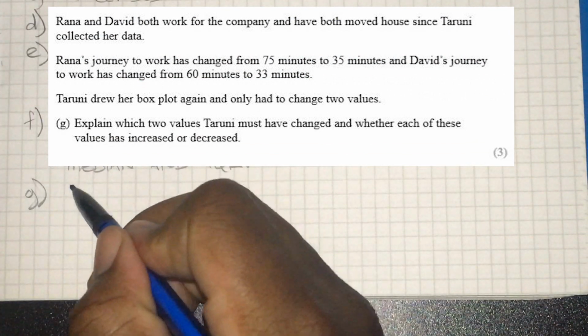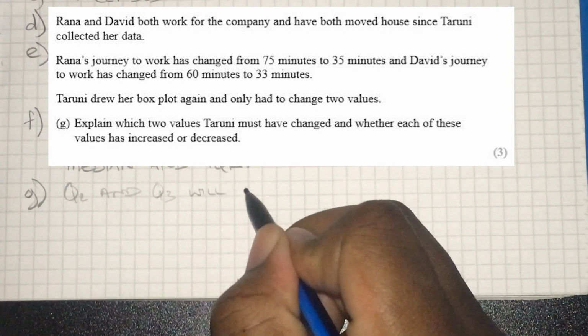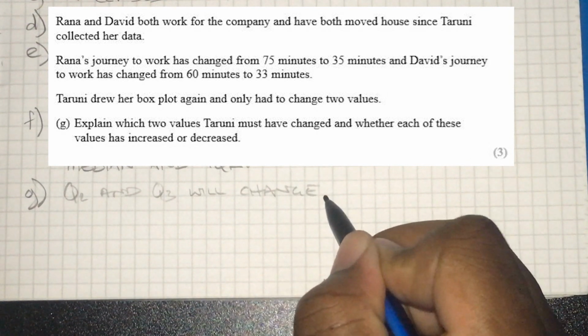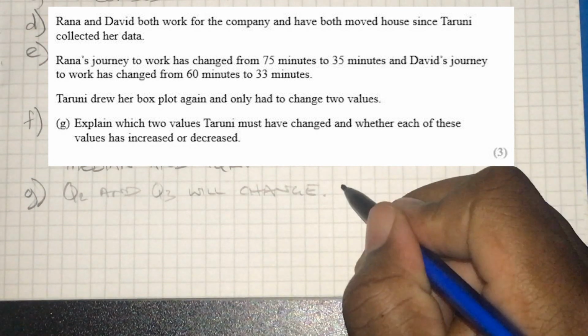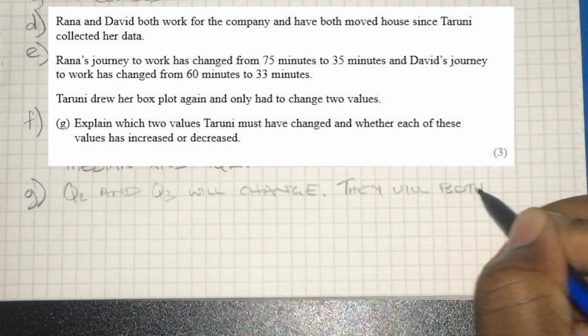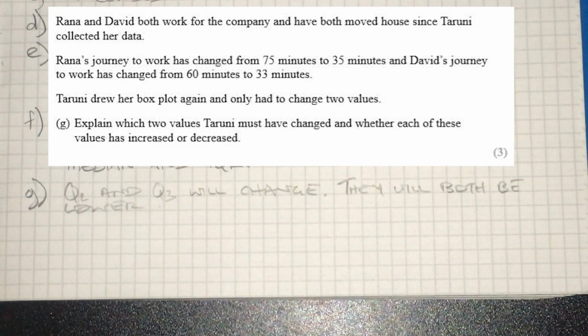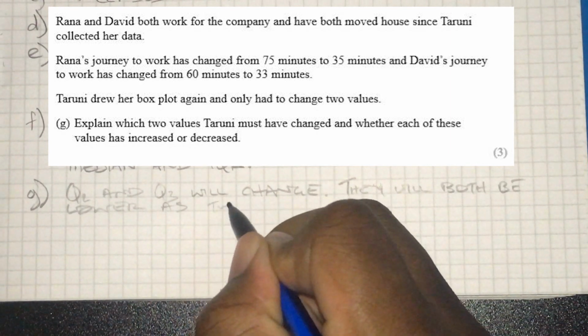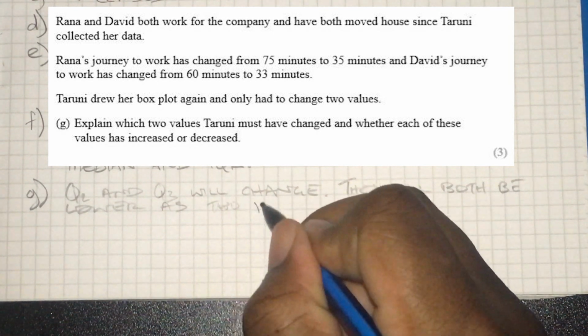Part G, we're told that Taruni had to redraw her box plot just to change two values, 75 to 35 and 60 to 33. What key features on the box plot would need to change? Well, Q2, the median, and Q3, the upper quartile will both change because the two values that we're moving are going from the fourth quarter down to the second quarter, which shifts the position of the median. It's going to shift the position of the median and the upper quartile. Both of them will occur earlier.